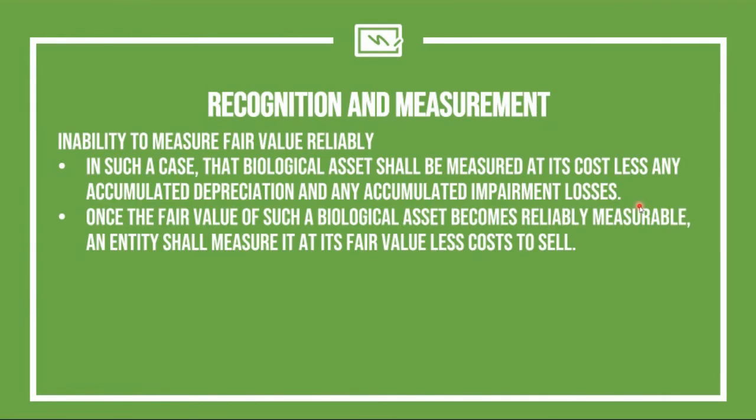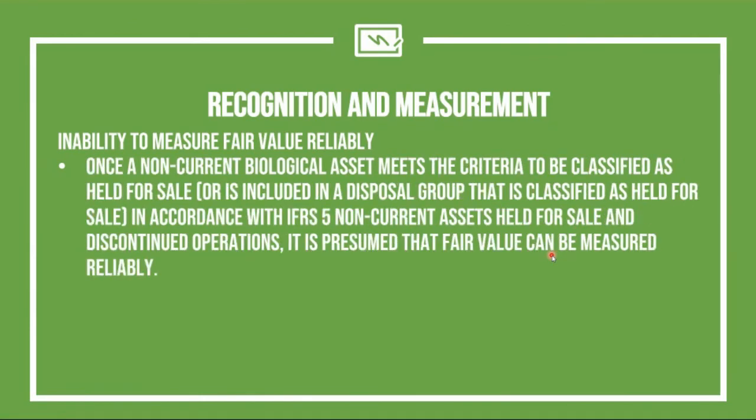But take note, in this case, they did not provide that residual value should be zero. There is no provision like this, okay, for IAS 41. That is only for IAS 40. Now, once the fair value of such biological asset becomes reliably measurable, the entity shall measure it at its fair value less cost to sell. So from cost, we will shift to fair value less cost to sell now.